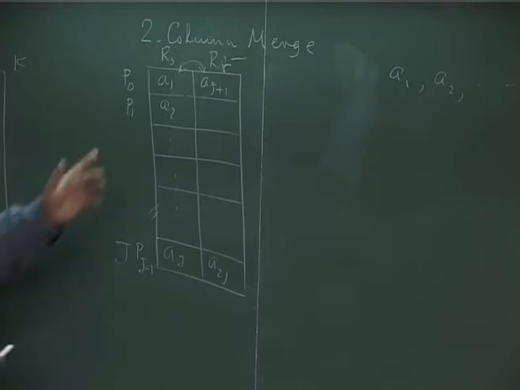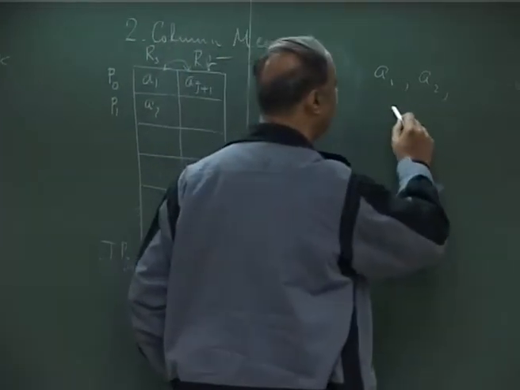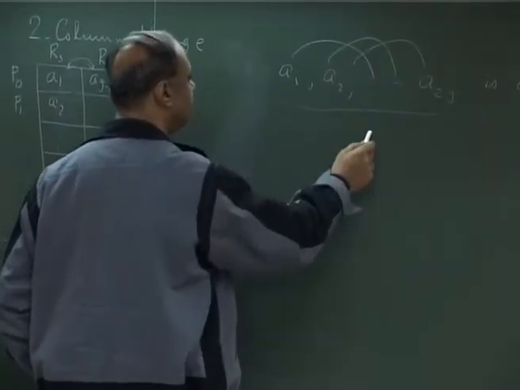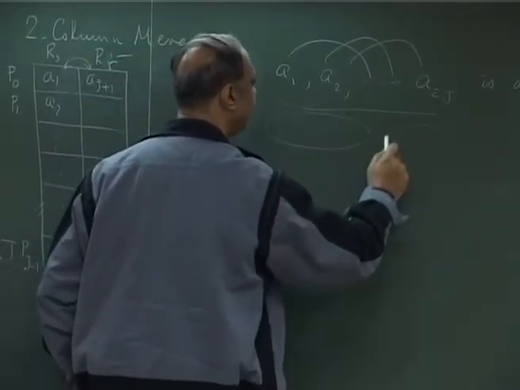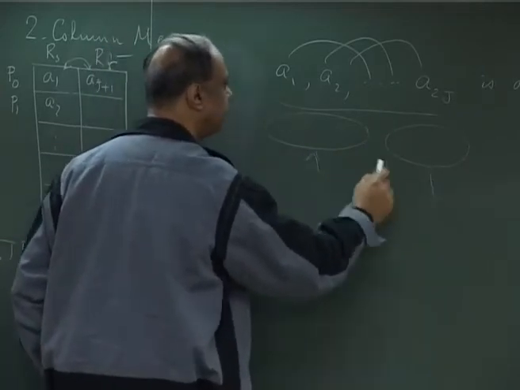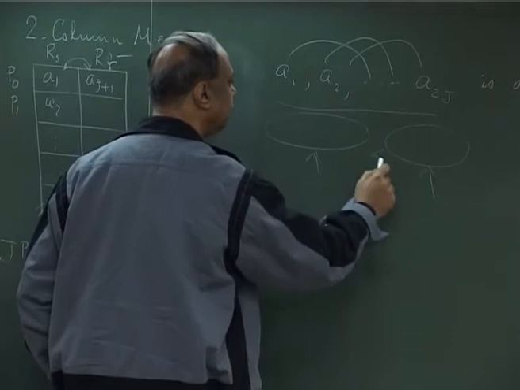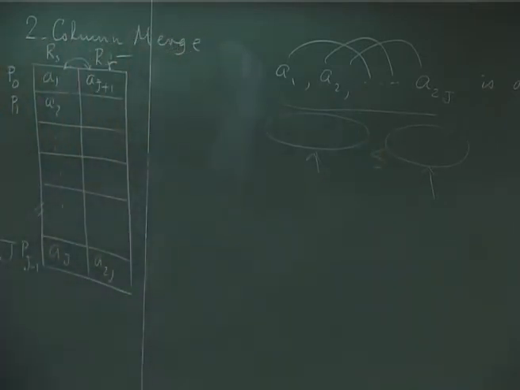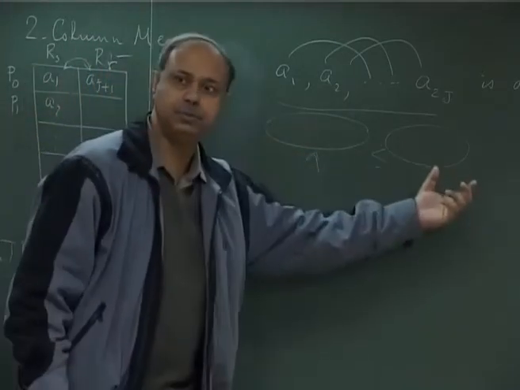So what happens here? After comparing, these elements will form a bitonic sequence, these elements will form a bitonic sequence, and all these elements will be less than or equal to these. Agreed or not? Then recursively you will be solving these two.